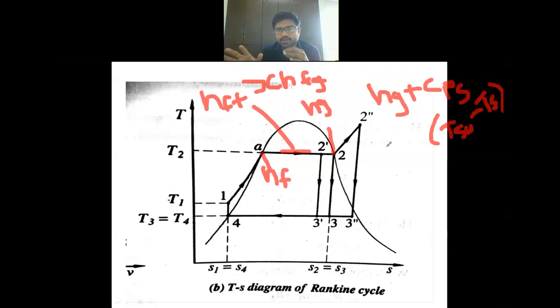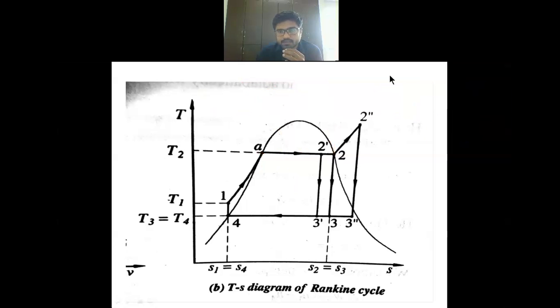This is the general formula: if our point is here, Hf; in between, Hf plus x Hfg; here, Hg; outside, Hg plus Cps (T superheated minus T saturated). I am talking about the enthalpy only. For entropy there are different formulas. Now suppose we talk about the condenser pressure. If our point is here, then Hf. If in between, then Hf plus x Hfg. If outside, Hg plus Cps, in bracket T superheated minus T saturated. So these are the general information.